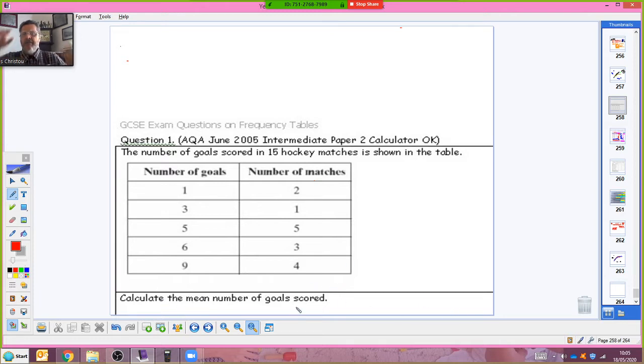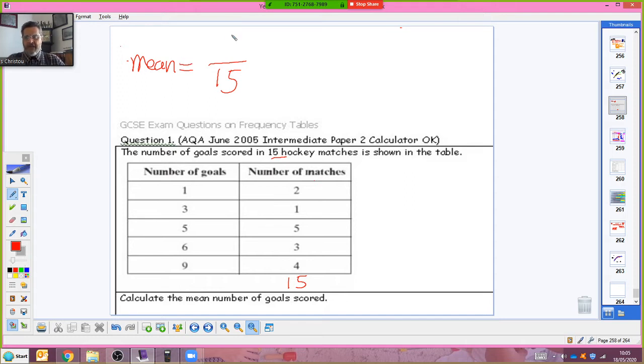Calculate the mean. You know the mean is the total of all numbers divided by the number of numbers, which is terrible English, terrible teaching. But I know I've got 15 hockey matches, and just to confirm, 2 plus 1 plus 5 is 8, plus 3 is 11, plus 4 is 15. I definitely have 15 matches in total played. So I know at some point in my calculation, I'm going to be dividing by 15 to work out the mean number of goals scored. So that would be an equals there.